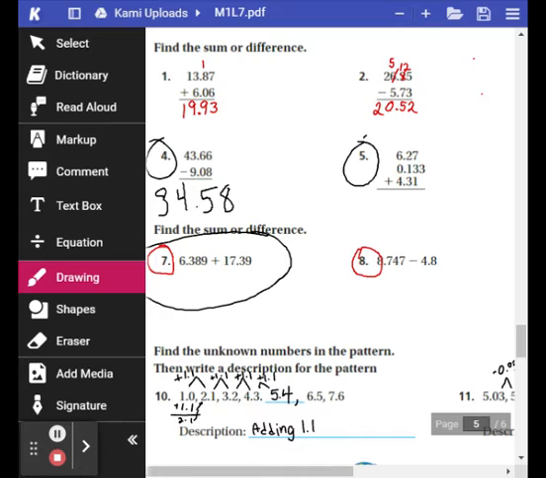The inverse on this one is subtraction, so you would have to start with subtracting in groups. But to save some time, I'm just going to go ahead and write the answer over here. It's 10 and 713 thousandths. Okay, let's move over to number 6.